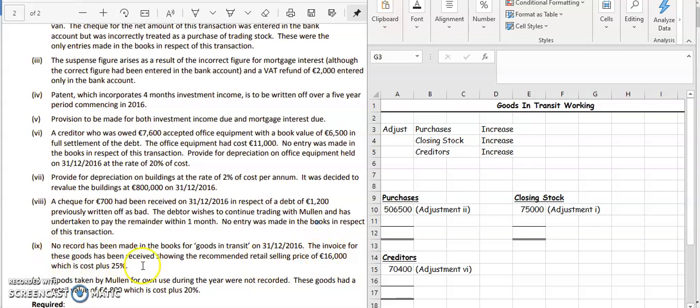The invoice for these goods has been received showing a recommended retail selling price. It's telling us that the recommended retail selling price is 16,000, which is cost plus 25%. So this 16,000 is actually 125%. Cost is always 100%, and then plus 25%, so 125% is equal to 16,000. So that means that 1% is equal to 16,000 divided by 125.